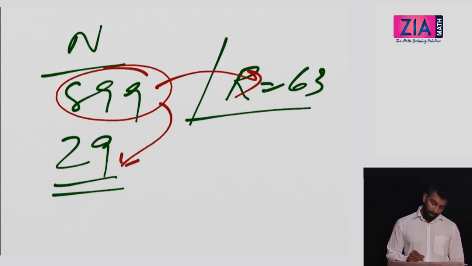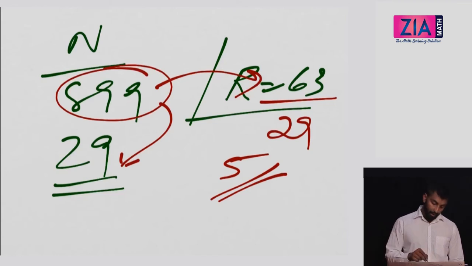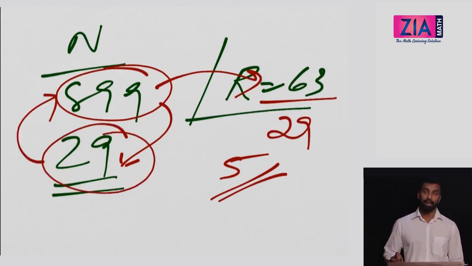Now if you look into 29, 29 is a factor of 899, right? That means you take this remainder, you divide by 29, you will get the answer. 5 is the answer, right? Because 29 is a factor of 899. So if 899 divides the number and leaves remainder 63, the answer for division with 29 will also depend on the remainder which you got in case of 899, right? So 63 is what you got. Divide 63 further with 29. You get the answer. Answer for this question is A, right?